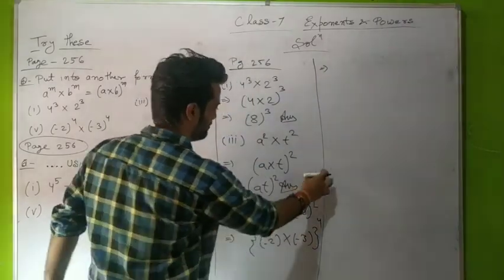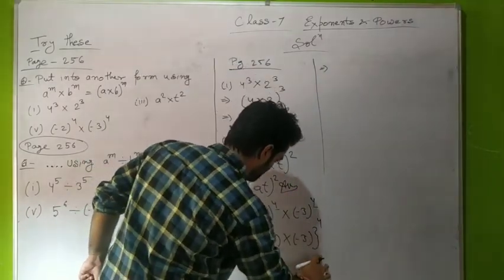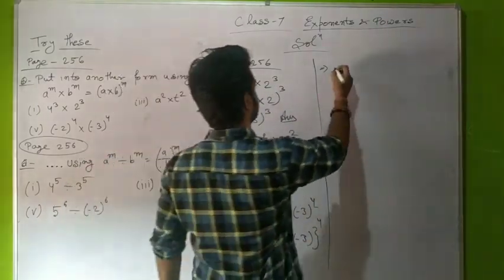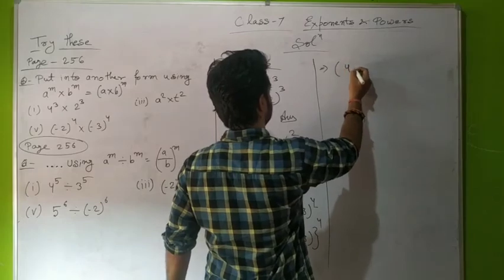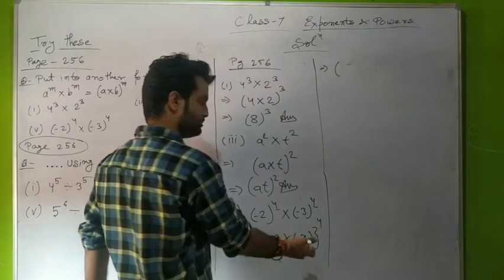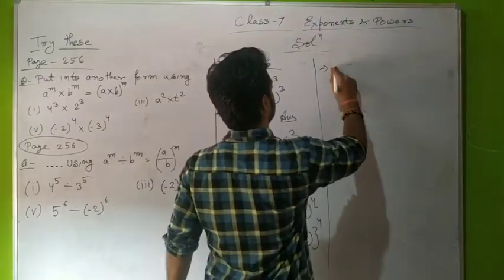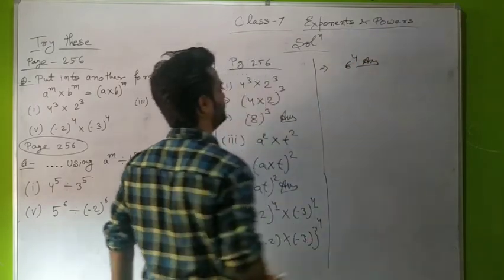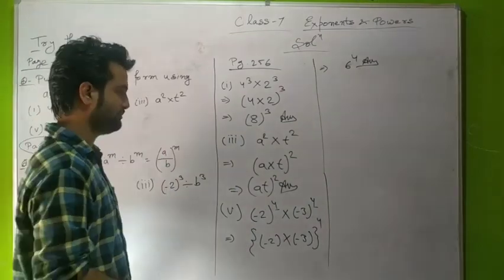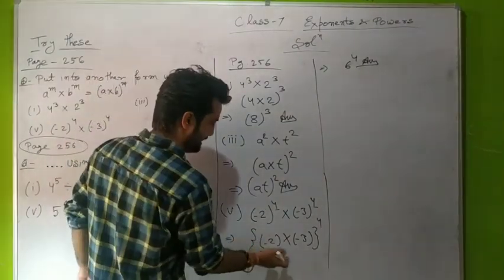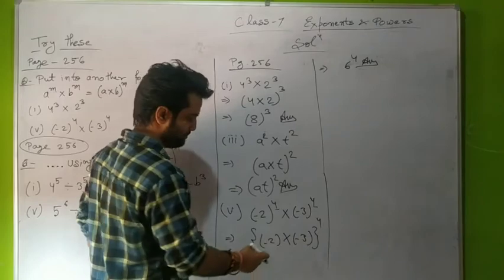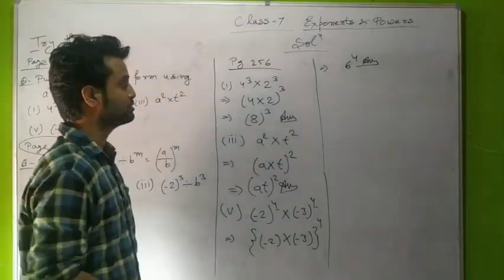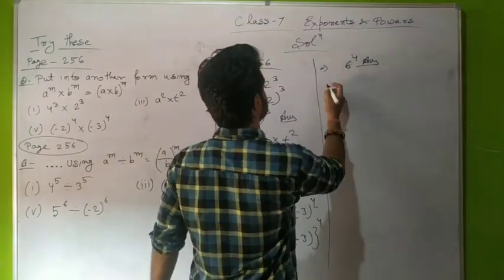When you multiply minus 2 and minus 3, what do you get? Minus into minus gives us plus, and 2 3s are 6. So the answer will be 6 raised to the power 4. I hope you have understood. I am explaining again. Minus 2 into minus 3: 2 3s are 6, minus and minus make plus. So the answer will be plus 6 to the power 4.